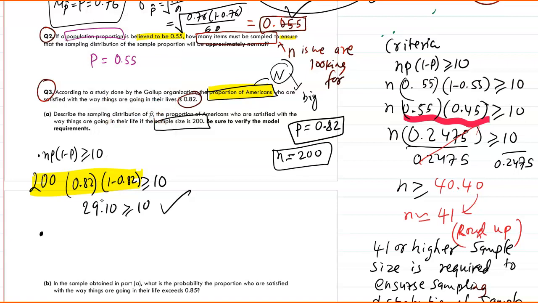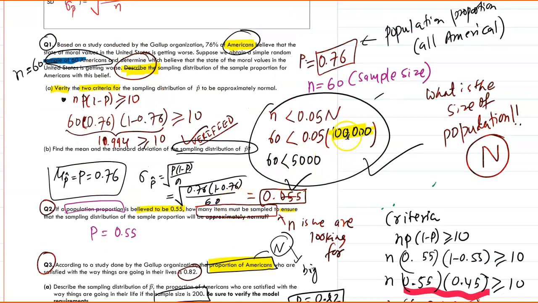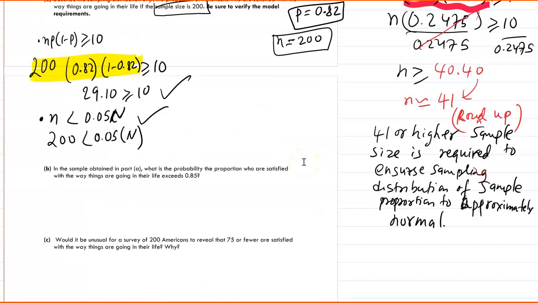The second criterion is the sample size is less than 0.05 of the population size. Okay, and this is also verified because remember that n is 200, less than 0.05 of N. But again, if you remember the previous question, N is going to be what? 100,000. I just put at least 100,000, but we have more. Even if you put 100,000, you get 5,000 for the right side. Therefore, this is satisfied.